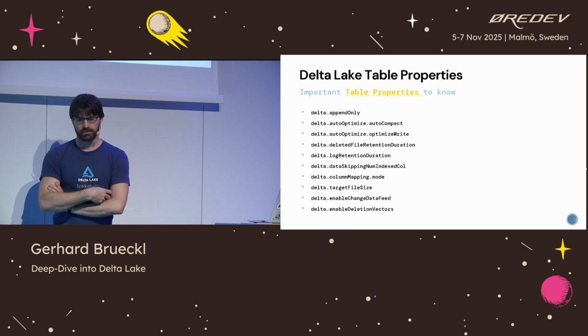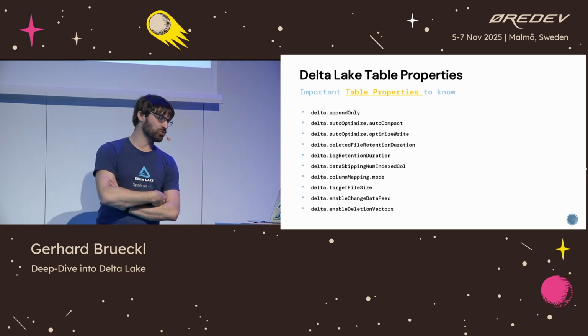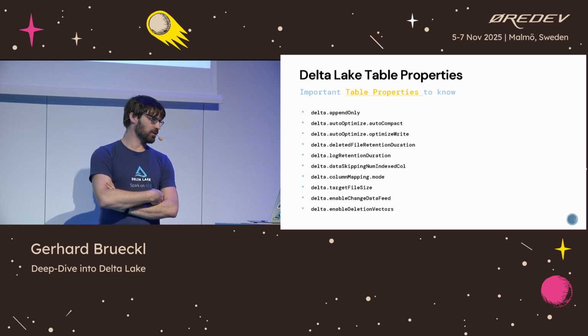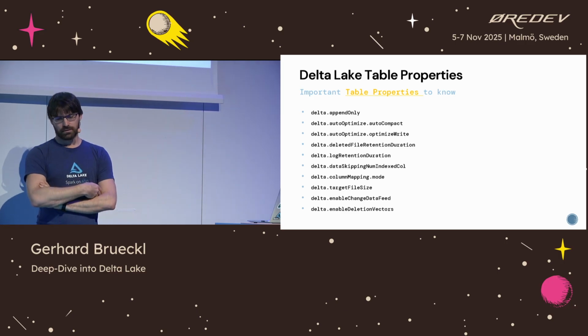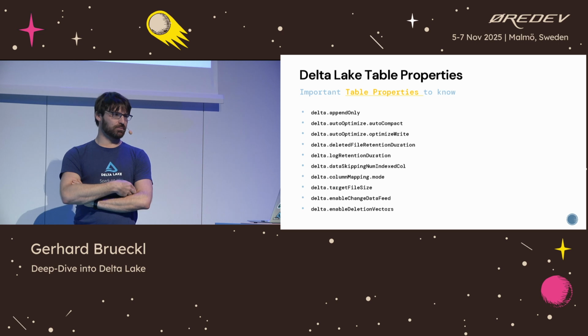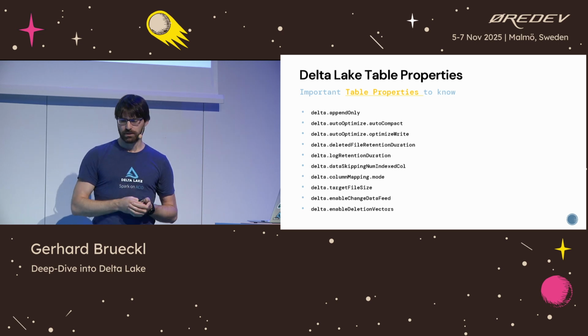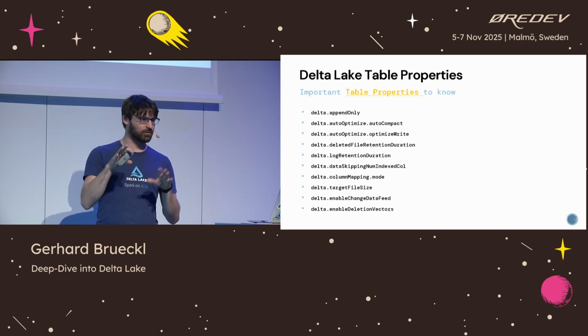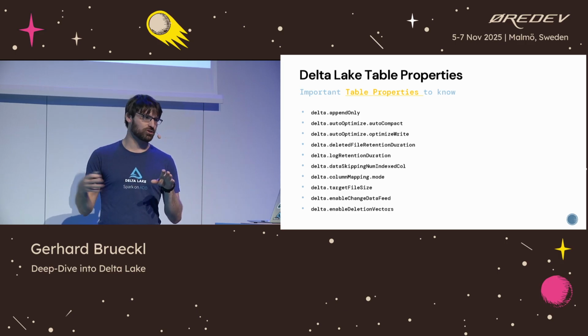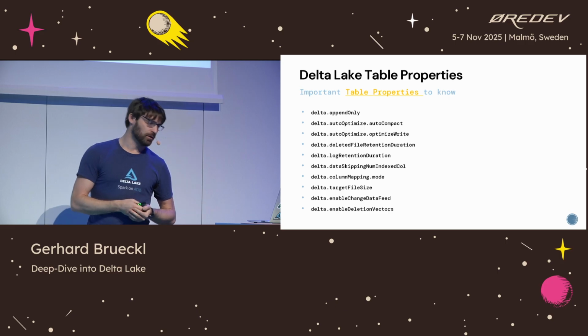There is a set of important table properties that you should know. There's append-only, which makes the table append only, so you get an error if you do an update or a delete. There are some things called auto-optimize that also mitigate the small file problem, and also auto-compaction, which runs a small optimize with every transaction that happens on a Delta Lake table.